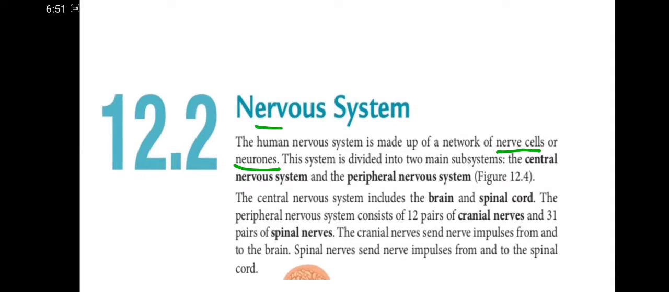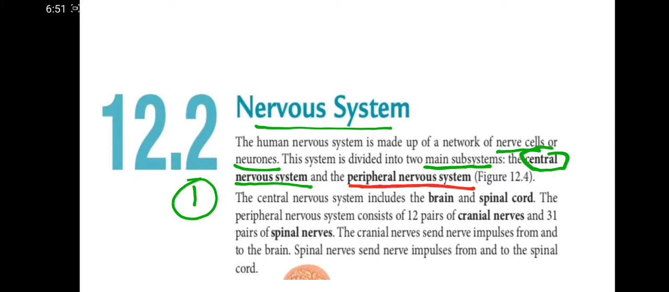So the human nervous system is divided into two main subsystems. The first one is the central nervous system, and the second one is the peripheral nervous system. So we go to the first one, the central nervous system, the CNS, which includes the brain and also the spinal cord.